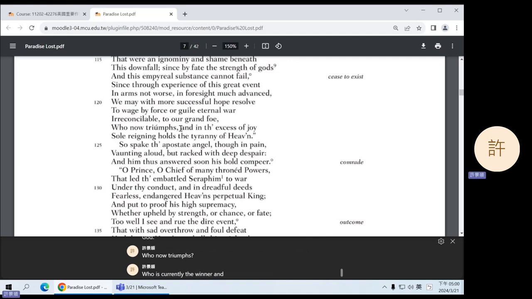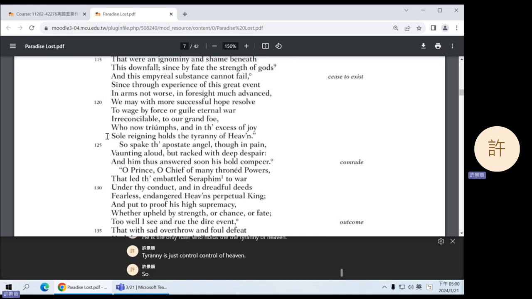And in the excessive joy, sole reigning holds the tyranny of heaven. This is God, right? God is enjoying his victory, maybe enjoying too much, right? Excess. He is the only ruler who holds the tyranny of heaven. Tyranny is just control of heaven.